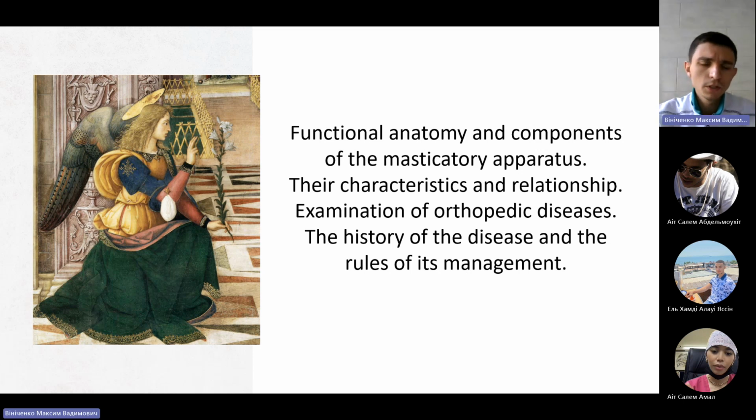So, dear students, today we will talk about the functional anatomy and components of the masticatory apparatus, their characteristics and relationship, examination of orthopedic diseases and the history of the disease, and the rules of its management.